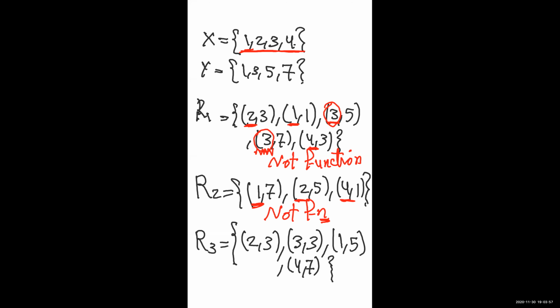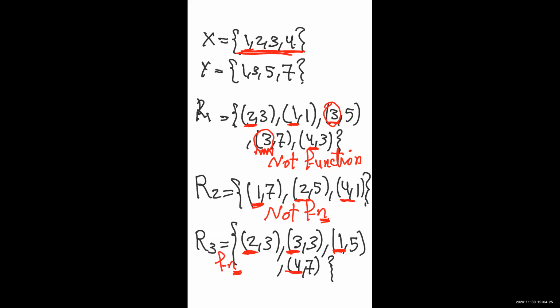The third relation: 2, 3, 1, 4. All elements of X, which are 1, 2, 3, 4, are represented here and shared in the relation. So in this case, this one is a function. The first two are not functions, and the last one is a function. Are we clear? Yes, it's clear.